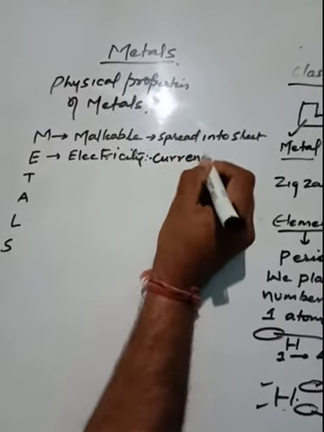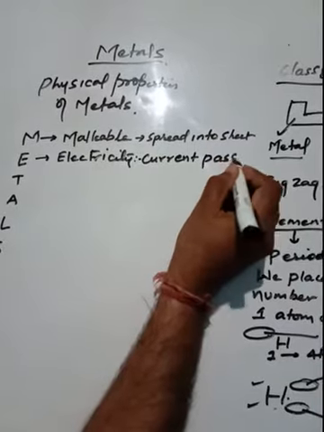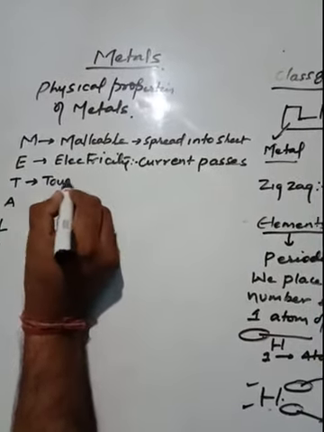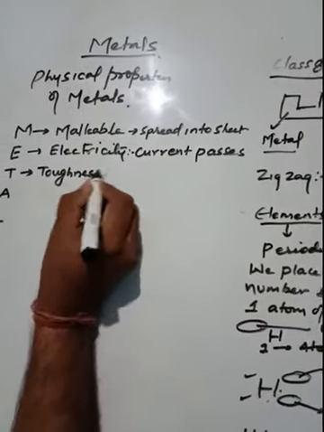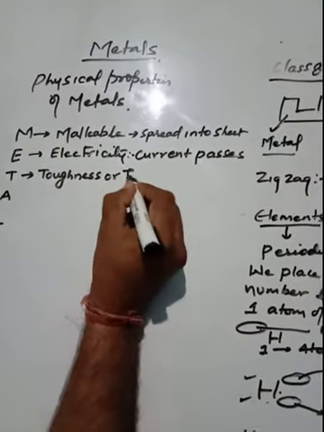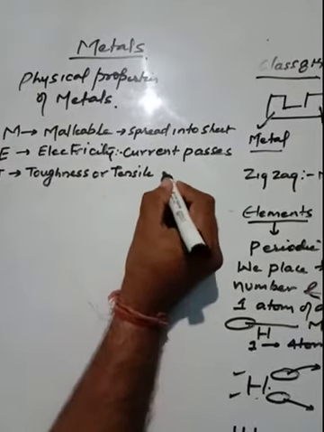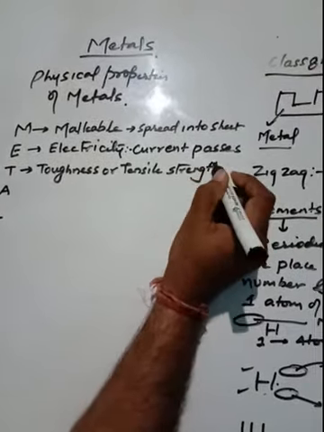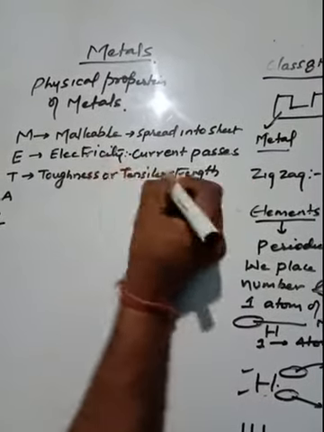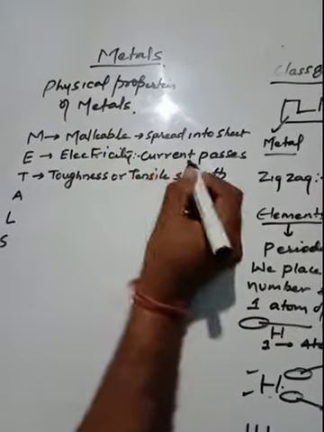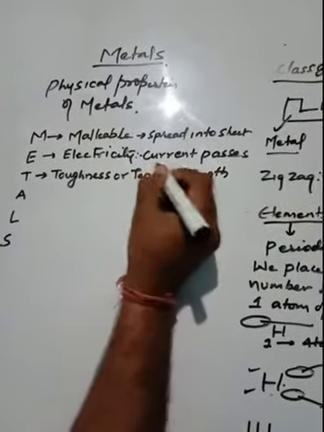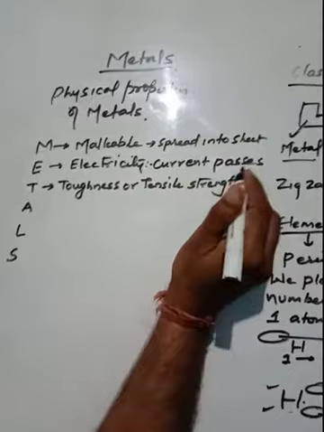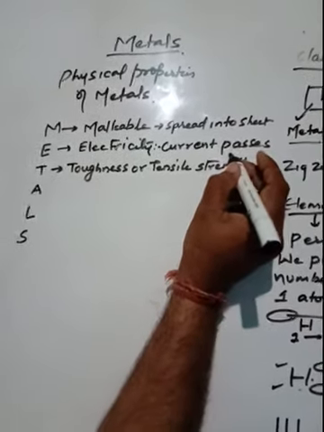Here T is for two things. Either you write toughness, toughness means strength, and tensile strength. You can't easily break it. It is very tough. Even a single pipe or single wire of some thickness can hold a large amount of weight.